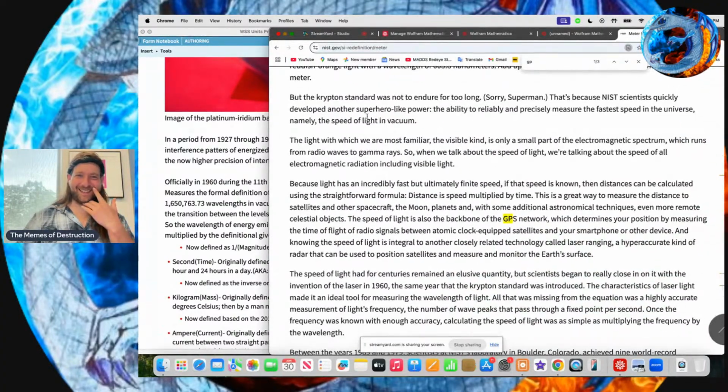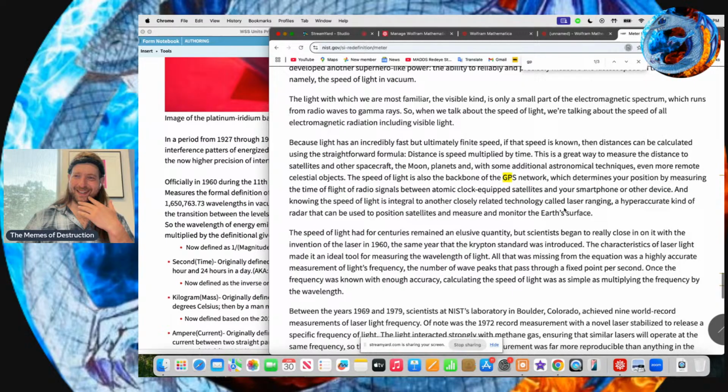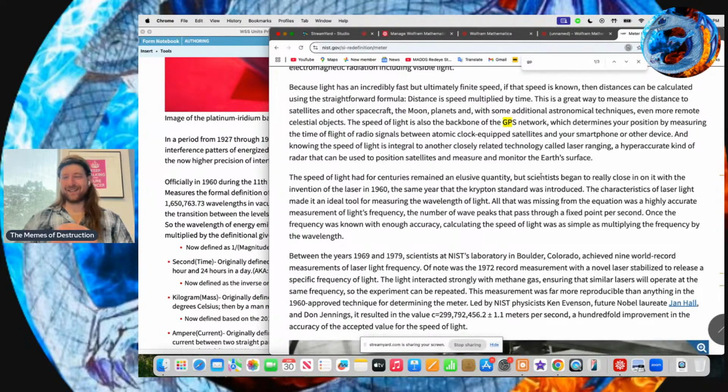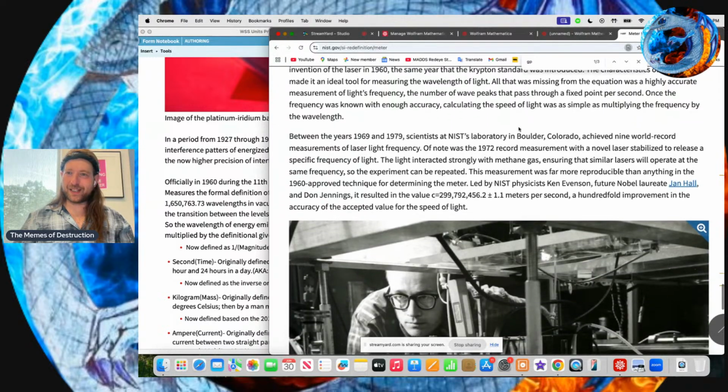Light. Talking about the speed of electromagnetic radiation: an incredibly fast but finite speed, which can be calculated as distance equals speed multiplied by time. This is a great way to measure distance to satellites and other spacecraft. The speed of light is known as the backbone of the GPS network. Knowing the speed of light, you can measure the Earth's surface. For centuries the speed of light remained an elusive quantity.